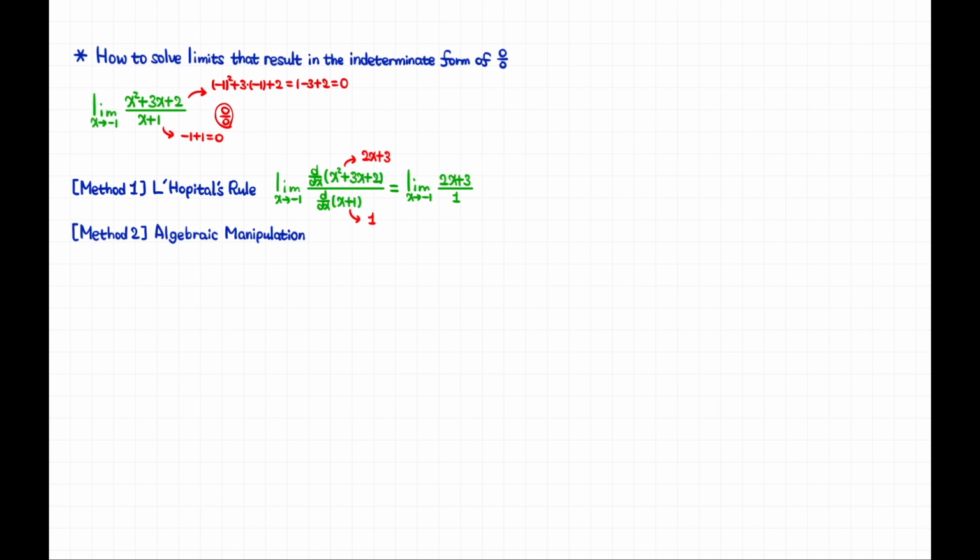And if we plug in the value of x, which is approaching, it's 2 times 1 plus 3 divided by 1, which is 5 over 1, which is 5. So in conclusion, the 0 over 0 form goes away, and you get a nice clean number like this. And yeah, this actually gives us the correct limit value.